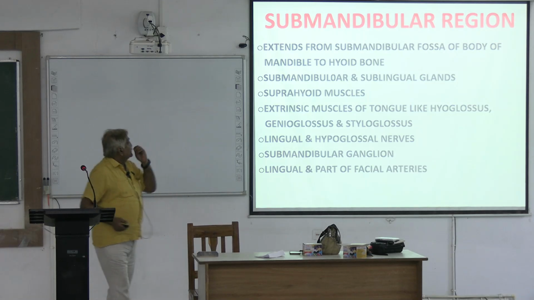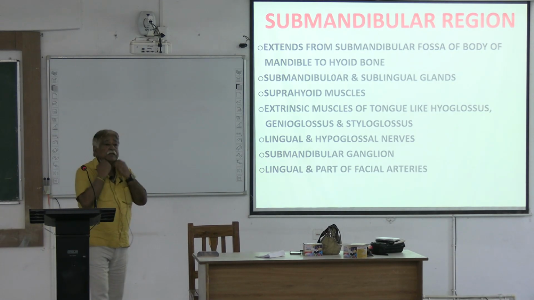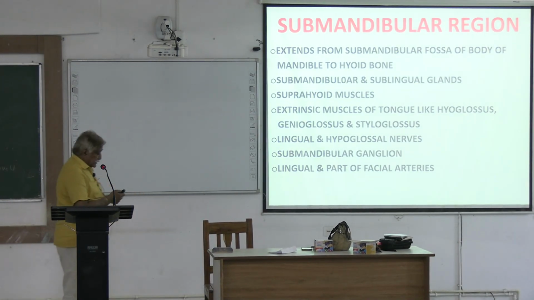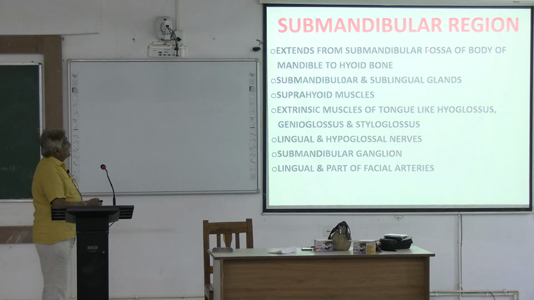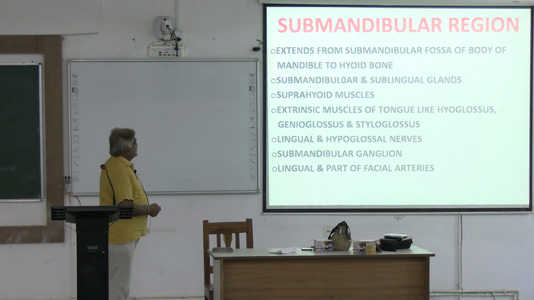Now, the submandibular region extends just below the mandible. It extends from the submandibular fossa of the body of the mandible to the hyoid bone. It contains the submandibular and sublingual glands, suprahyoid muscles, and extrinsic muscles of the tongue like hyoglossus, genioglossus, and styloglossus.